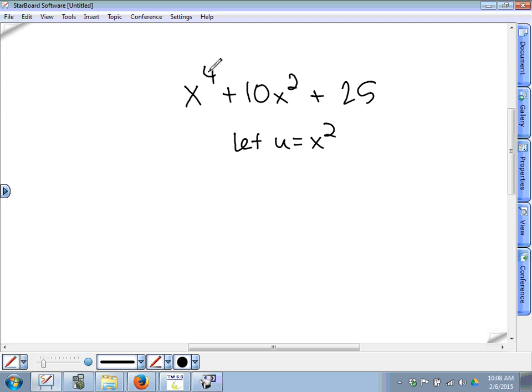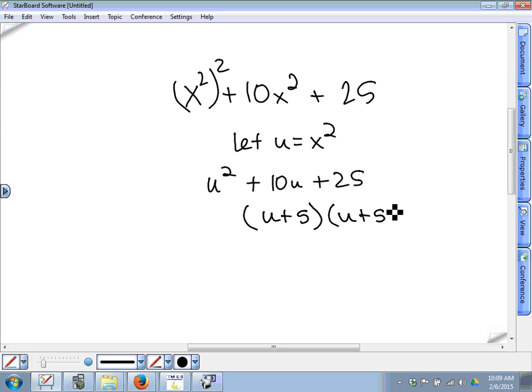Because x to the fourth is really just x squared squared. That is u squared. So that just becomes u squared plus 10u plus 25. And we can do that so simply: u plus 5 times u plus 5. And then you just unsubstitute, I guess. X squared plus 5 times x squared plus 5.